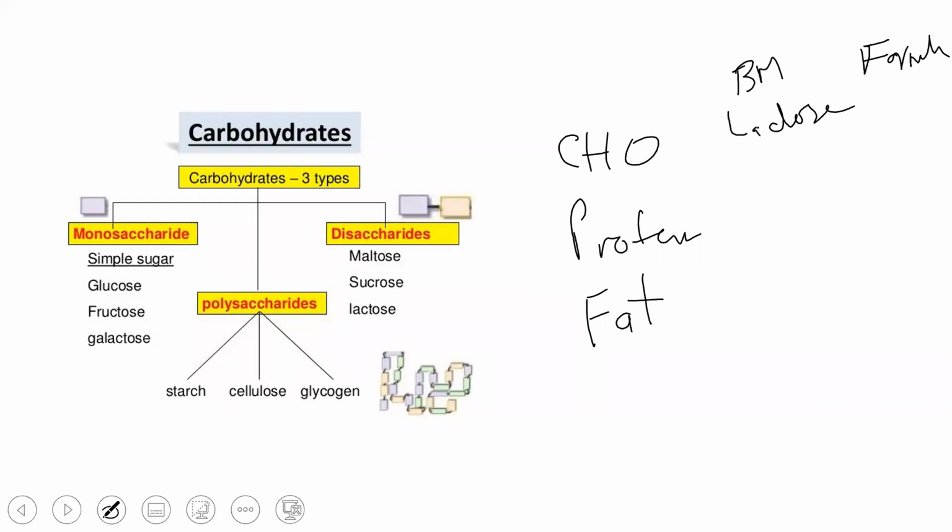What about the formula? What's the main carbohydrate source in the formula? Also lactose. So in the breast milk and the formula, the main source of carbohydrate is the lactose. So the mom's milk has lactose and the formula has lactose, okay?